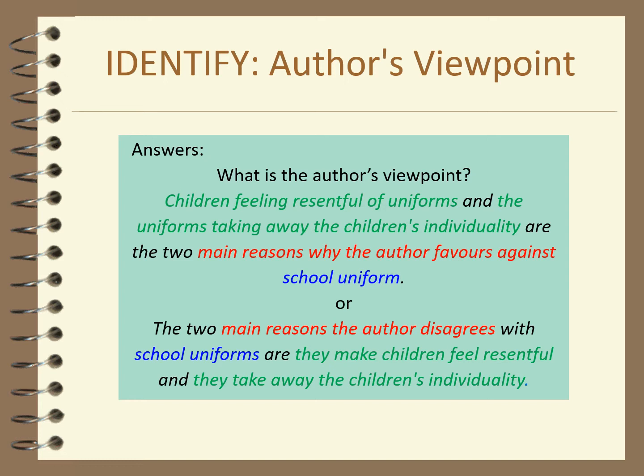Okay, now what are the reasons? The first one is the predictor. The first predictor is children feeling resentful of uniforms. And the second predictor is the uniforms take away the children's individuality. So there are two predictors, and as you already know, when there are two predictors, the first body paragraph should be about children feeling resentful of uniforms, and the second body paragraph should be about uniforms taking away the children's individuality.